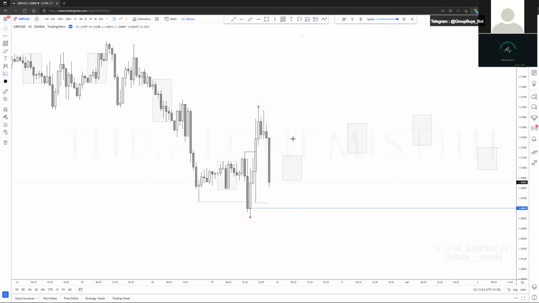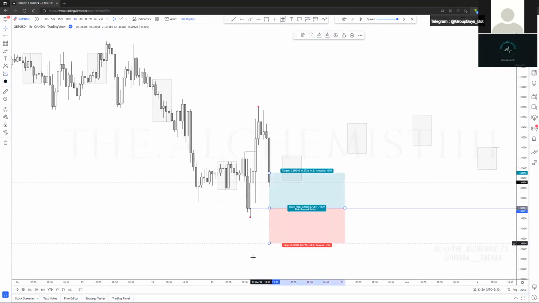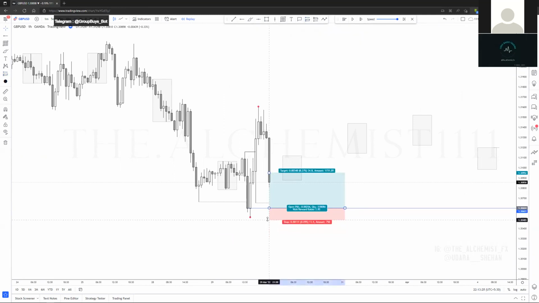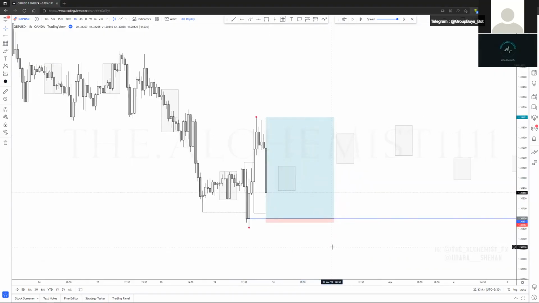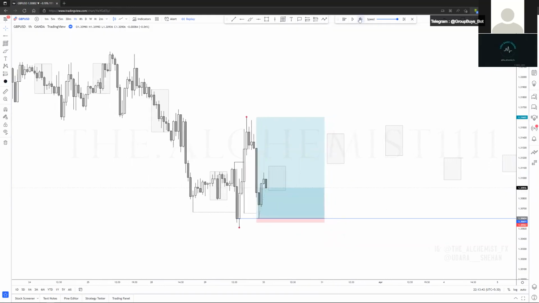We can buy it in here like this. Stop loss can even go below this, but I don't want a 9.4 pip stop loss, so I had it below the 1 minute breaker. And where do we target? External range liquidity, right? External range liquidity, and then it drops.